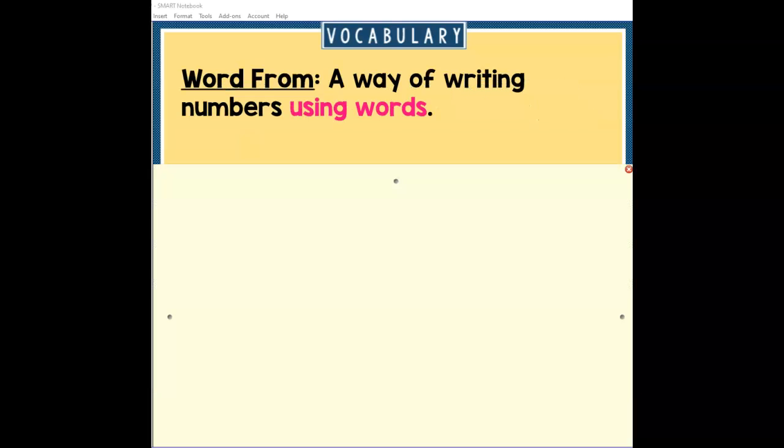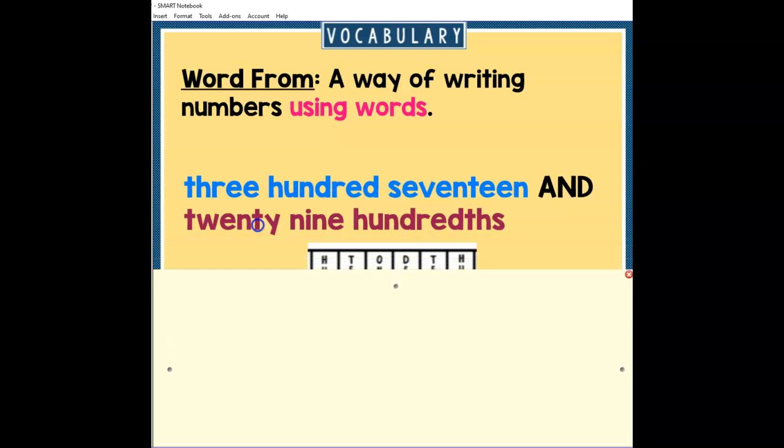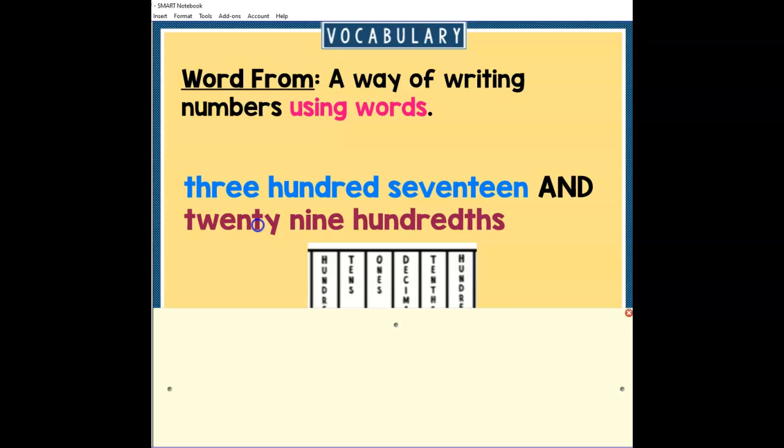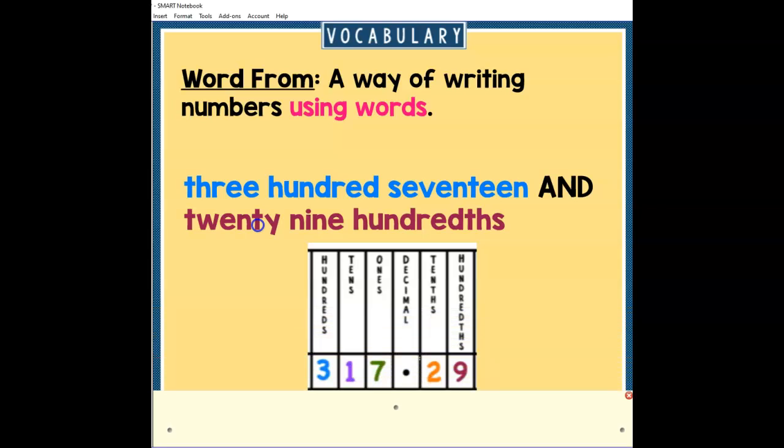Another way we can write a number is in word form, and this is the way people usually don't like to write it because you have to write a lot. It's a way of writing numbers using only words. So for example, 317 and 29 hundredths. I would have my 317, then "and" tells me I have my decimal point, then 29 hundredths.